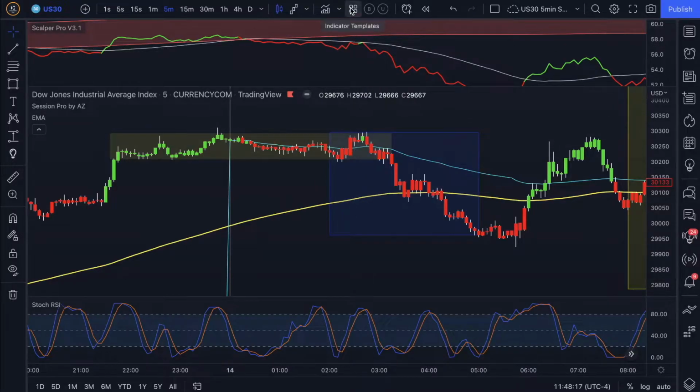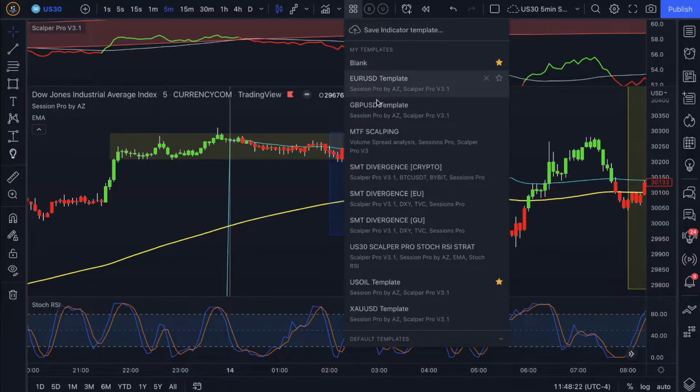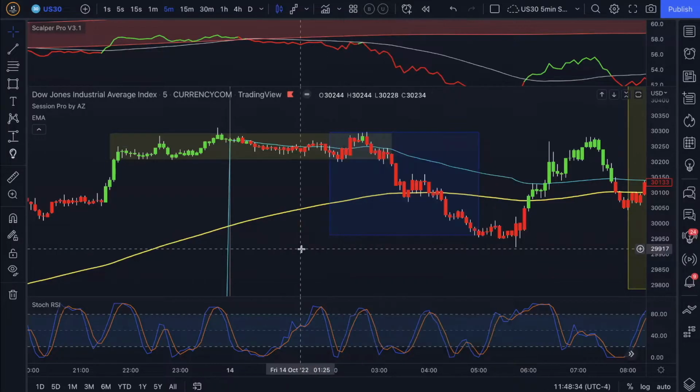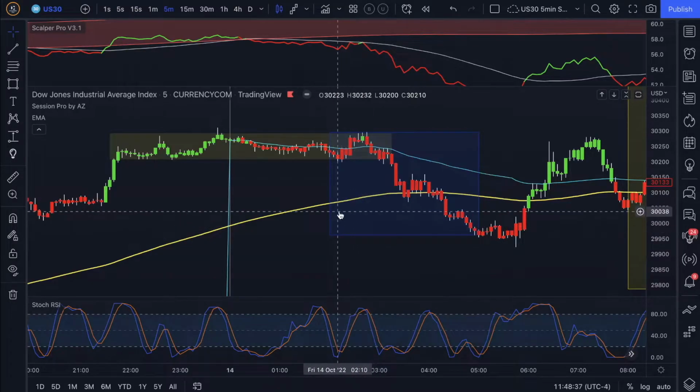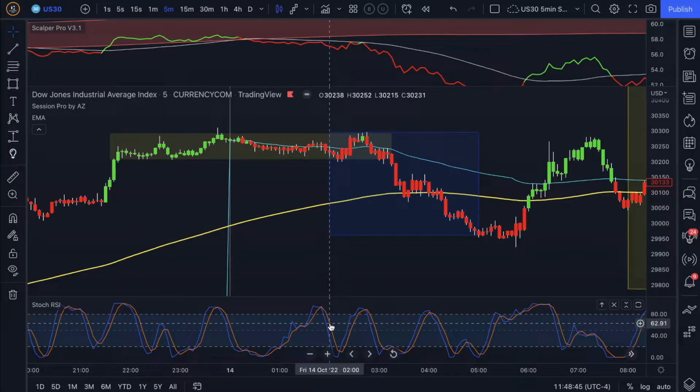And now, if I'm, for example, closing TradingView completely, I can simply click on Indicator Templates and scroll down till here, yeah, US30 Scalper Pro Stochastic RSI Strategy. Down there is a little list of the indicators that are used in this template and all the settings you gave those indicators. So for example, the sessions indicator, when the London session is starting, the stochastic RSI modification, everything is going to be saved like it is. So you don't have to bother setting it up every time you start your work at the chart.